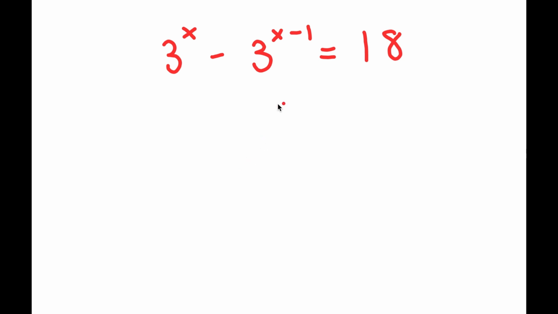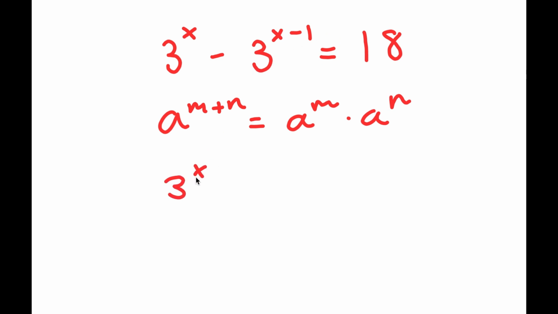Alright, so in this problem, I have 3 to the power of x minus 3 to the power of x minus 1 is equal to 18. So to start, if I have something in the form a to the power of m plus n, this is equal to a to the power of m times a to the power of n. So 3 to the power of x minus 1, that's going to equal 3 to the power of x times 3 to the power of negative 1. And I have this is equal to 18.